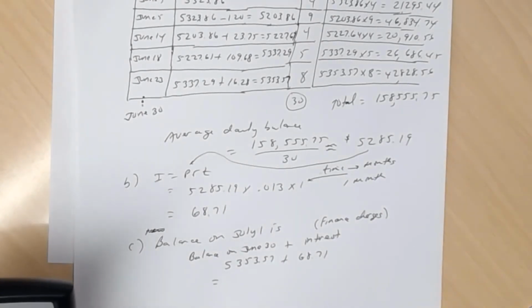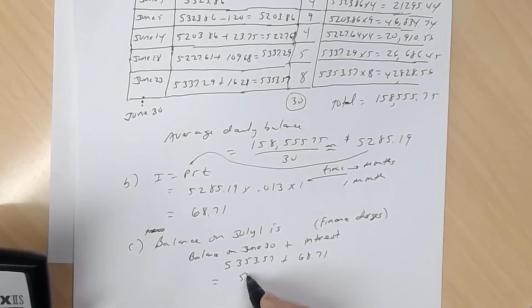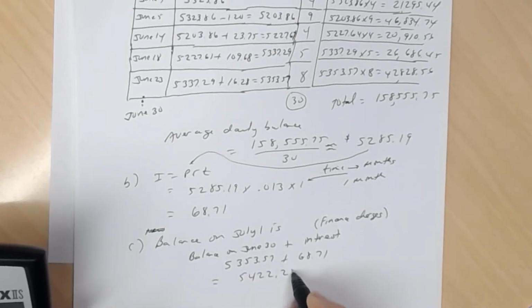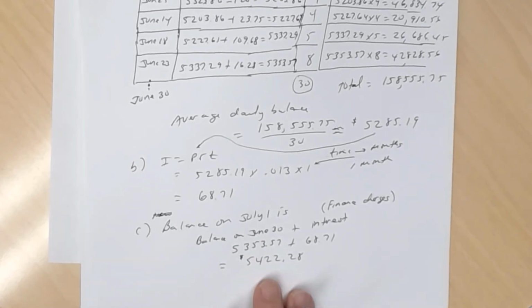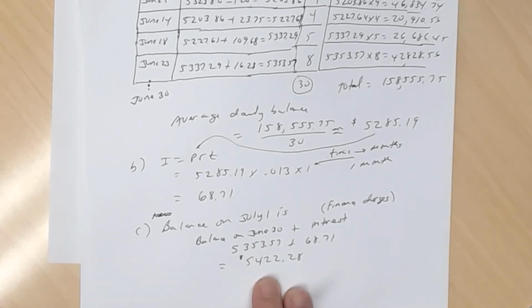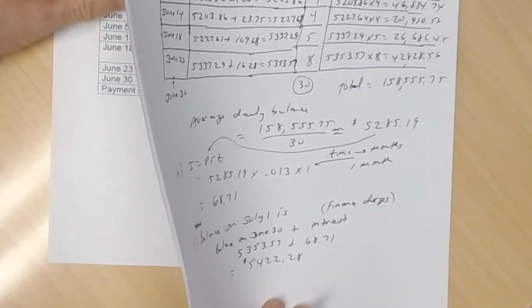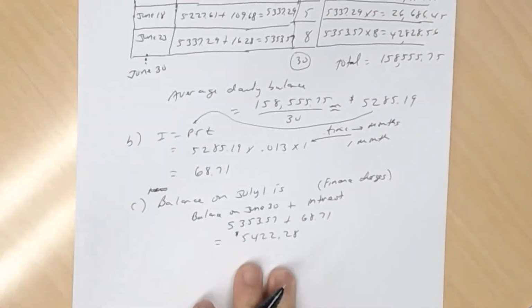So the balance on July 1st is now 5353.57 plus $68.71 equals $5,422.28. Okay, so that's the balance on July 1st. All right, now let's do D. So that's my new balance.